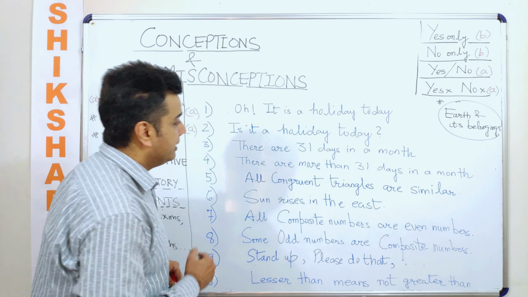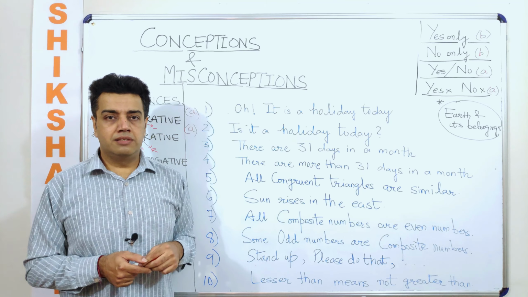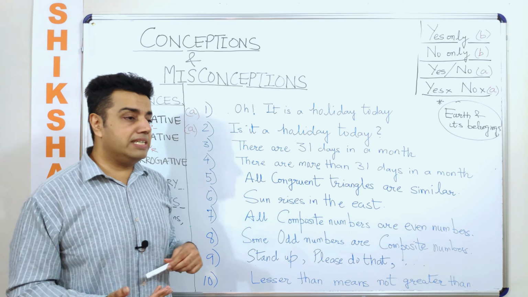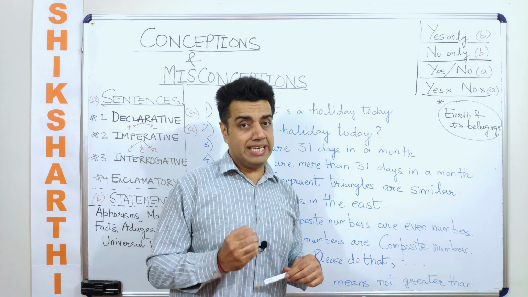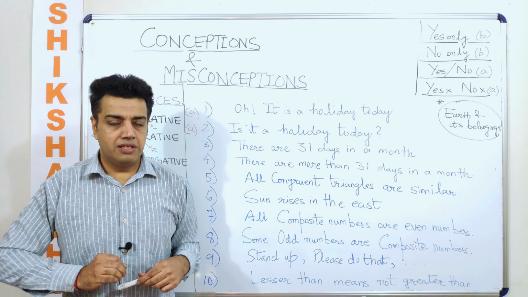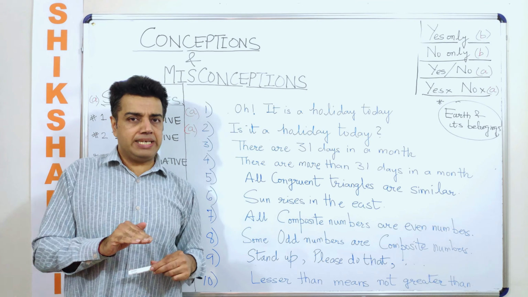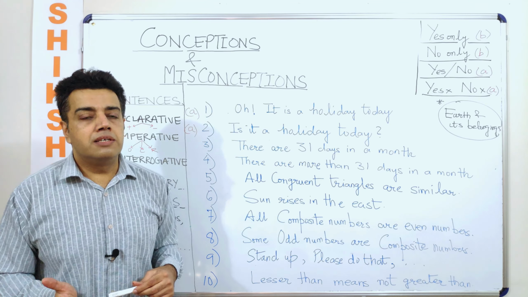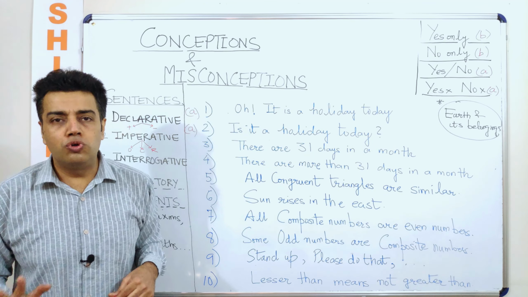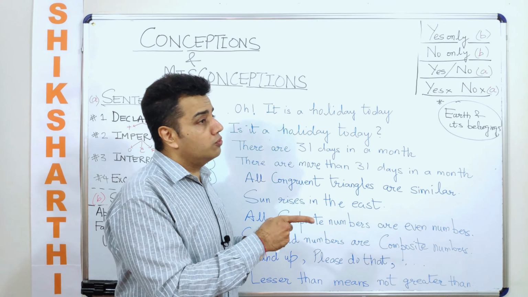So let's come down to the third one. There are 31 days in a month. What is this? Initially, it is a declarative sentence. Now if you have to answer it in the form of yes, you say yes. But this yes is true only for those months which have 31 days. What about those months which have 30 days? What about February, which has either 28 or 29 days? So you will say yes in some cases, 31 days. In other cases, no, the months will not have 31 days. So you are answering in the form of yes and no, both.